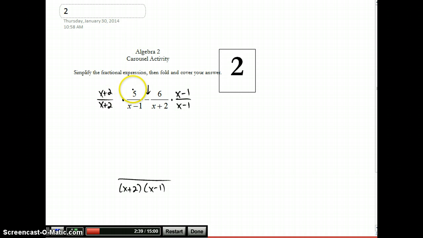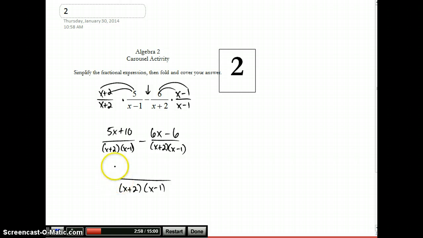In between, we need to distribute. 5 times x, 5x. 5 times 2, 10. Over x plus 2 times x minus 1. Minus 6 times x, 6 times negative 1. Over our common denominator. And now, just like in the last problem, we find our like terms, and we look to combine them. 5x minus, paying attention to the fact that we have subtraction this time, 6x. 5 minus 6 is negative 1x.